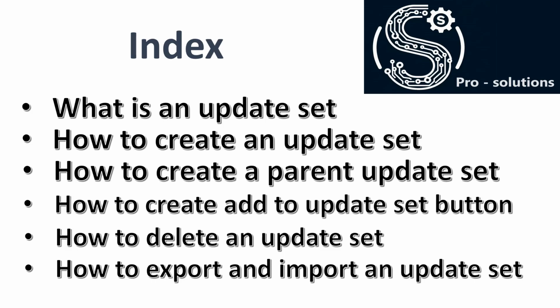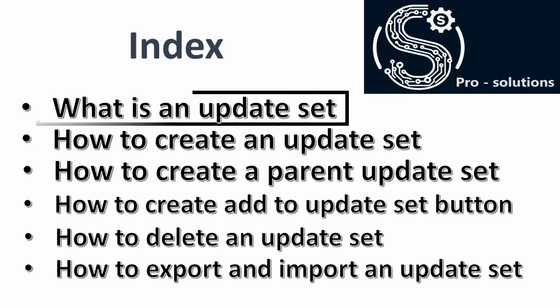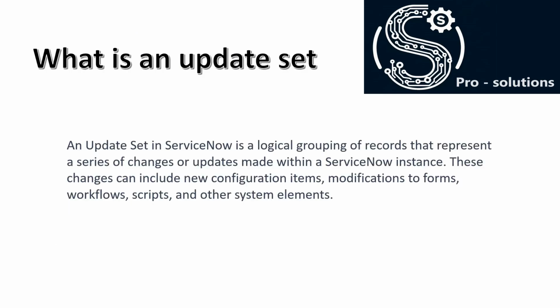Let's start with the most basic. What is an update set? The definition is the following. An update set in ServiceNow is a logical grouping of records that represent a series of changes or updates made within a ServiceNow instance. These changes can include new configuration items, modifications to forms, workflows, scripts, and other system elements.